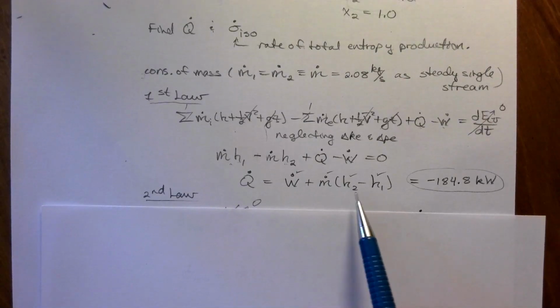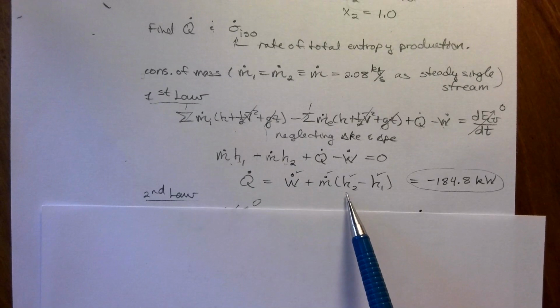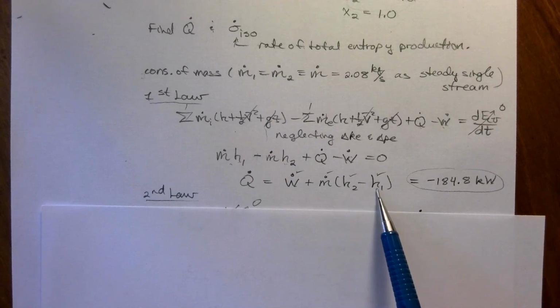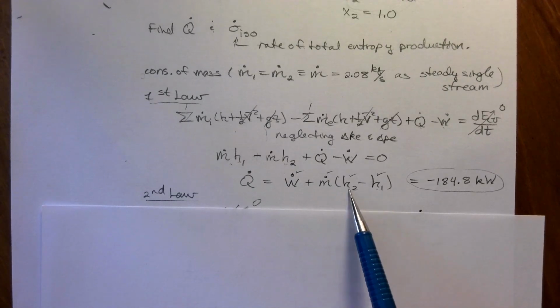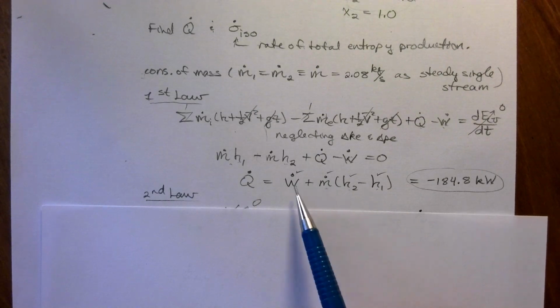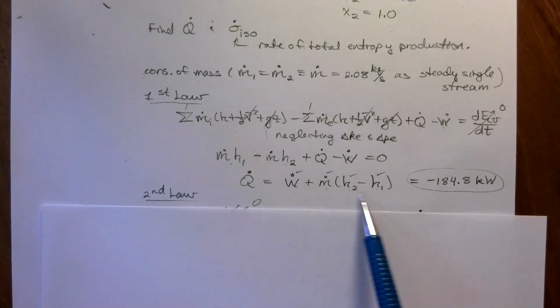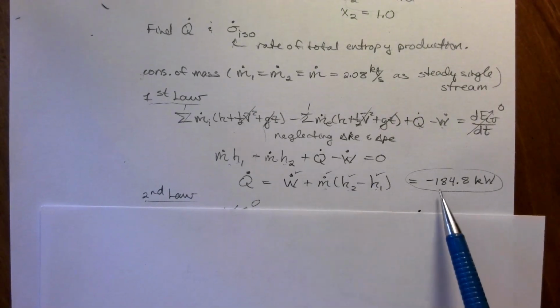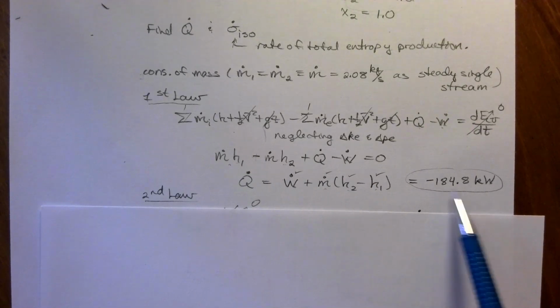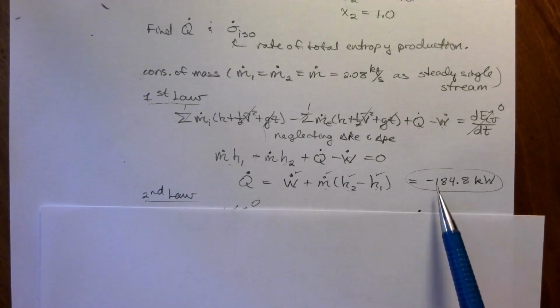In this case, both states are defined. I have a state 1, so we can get an H1. State 2 is defined. M dot is given. The power is given. We can substitute in numbers, make sure units are correct. You should end up with minus 184.8 kilowatts. It's a minus, so it's out of the system.